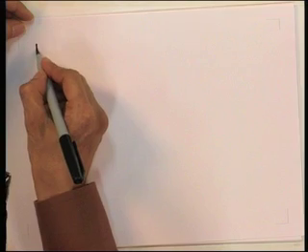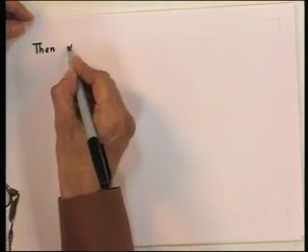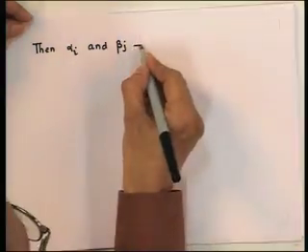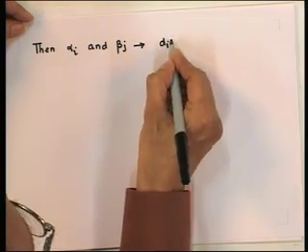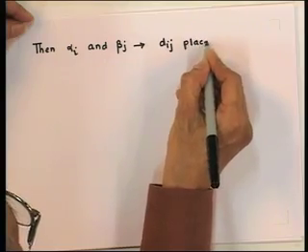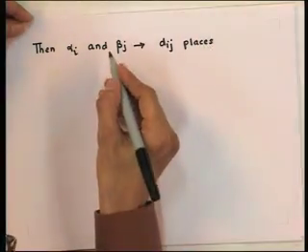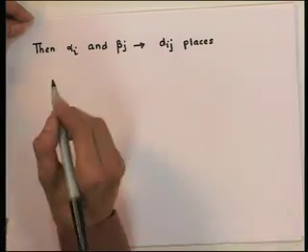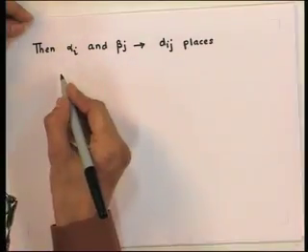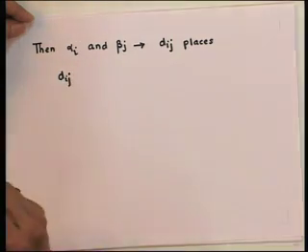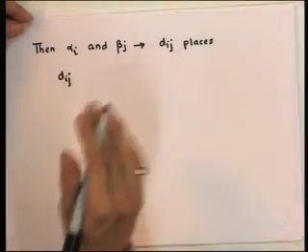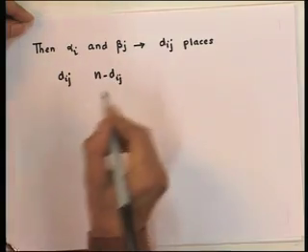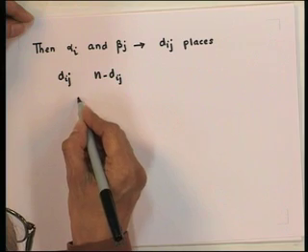Then alpha i and beta j differ in exactly dij places, and the probability that beta j will be received if alpha i is sent is just the probability that errors will occur in the dij places where they differ, and that no errors will occur in the n minus dij remaining places.